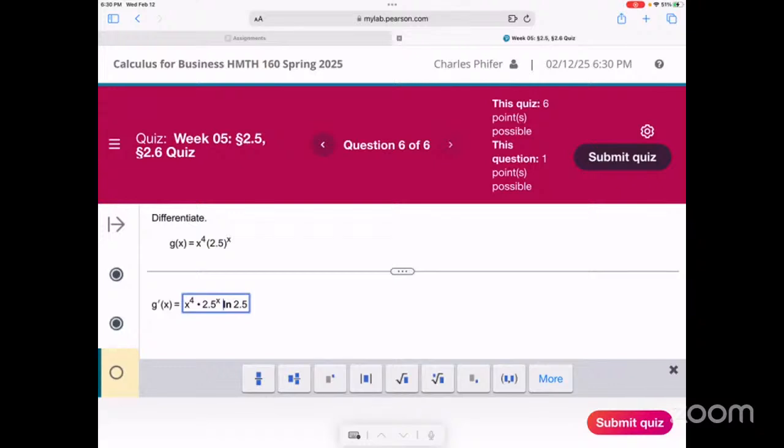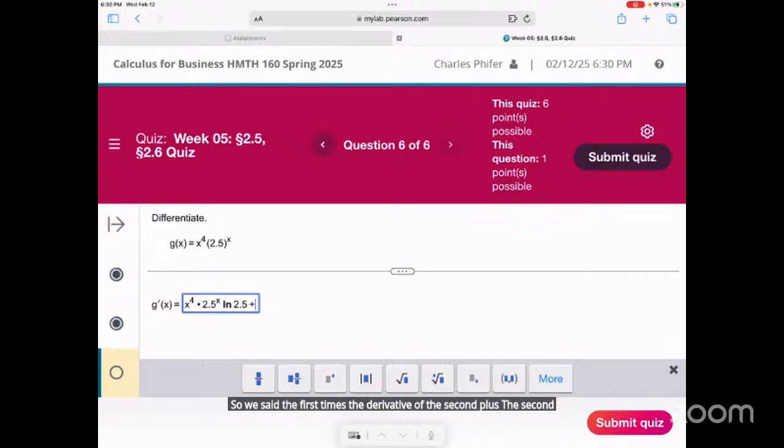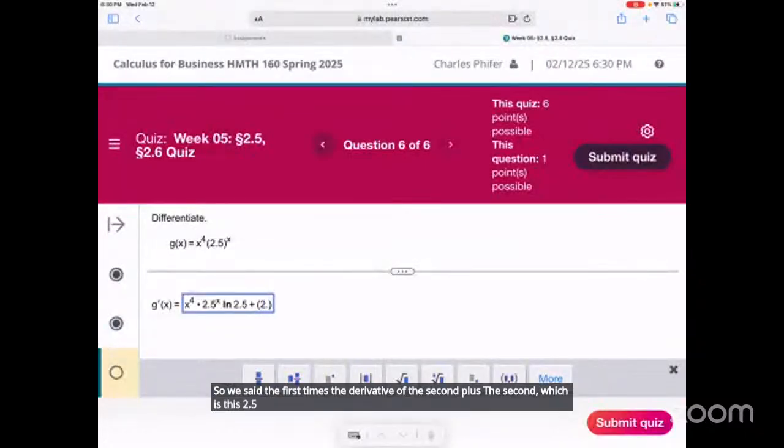Okay, well, it's gone now. So the exponential is its own derivative times the natural log of the base. So we said the first times the derivative of the second, plus the second, which is this 2.5 to the power of x, times the derivative of the first. I'll put the derivative first here. It's going to be 4x cubed. I'll put it in parentheses as well, 4x cubed.